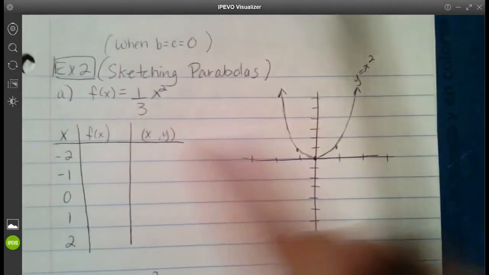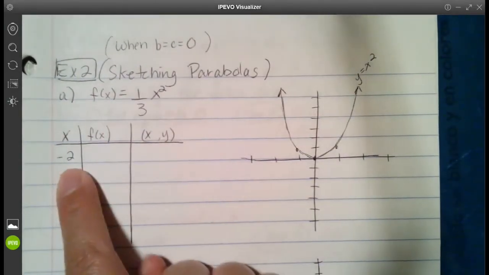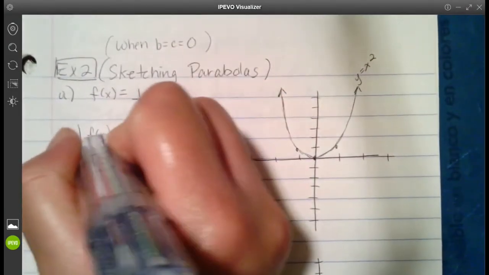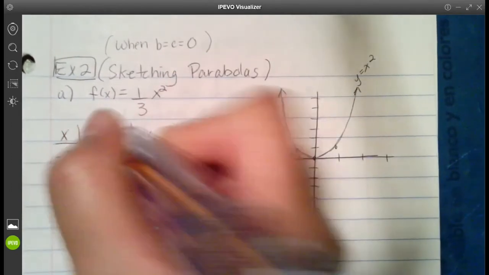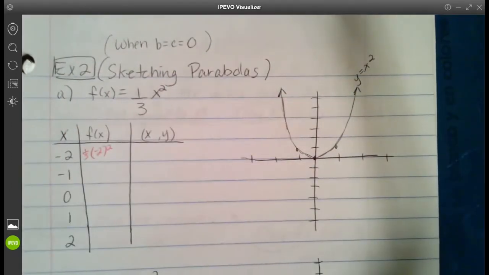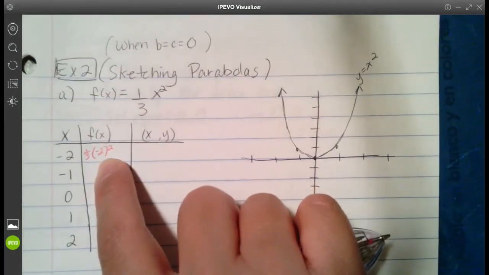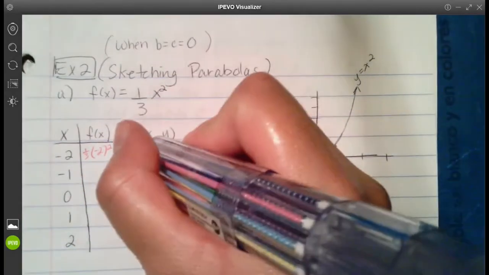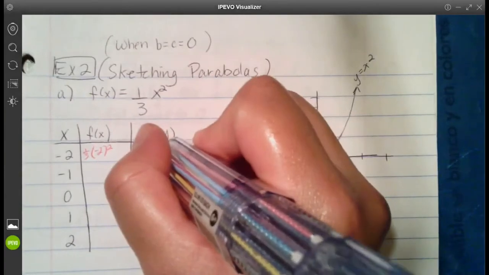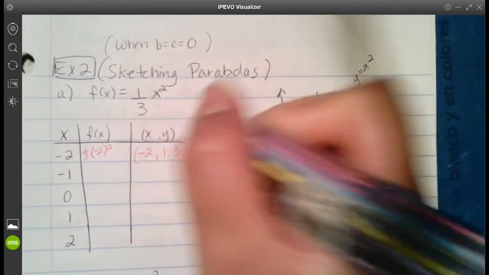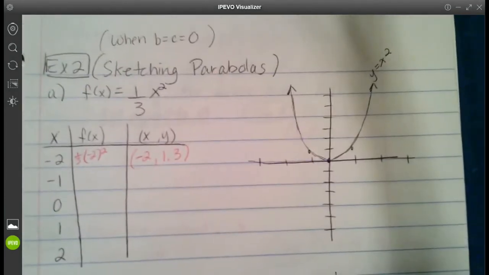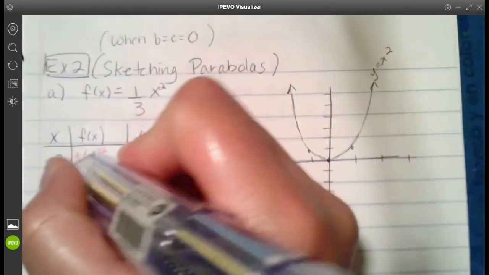So let's go ahead and find some points for this graph here. When x is equal to -2, that's going to be the same as 1/3 times -2 squared. Doing that in our head really quickly, -2 squared is 4. 4 times 1/3 is 4/3, or 1 and 1/3. So the point here would be -2 comma 1.3, just to leave it a little bit easier for us to see. Hopefully I don't make any mistakes. For the next one, I think I'm going to use a different color because it's kind of hard to see. For -1, we do the same thing.